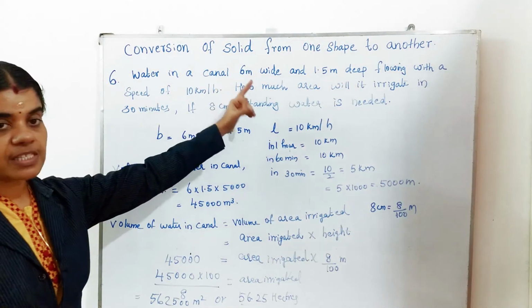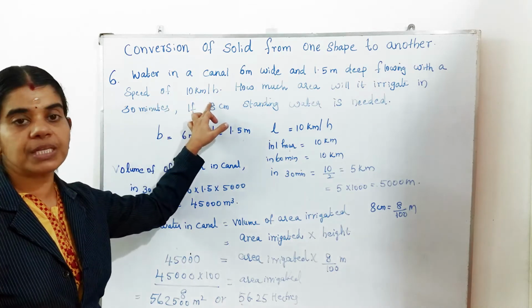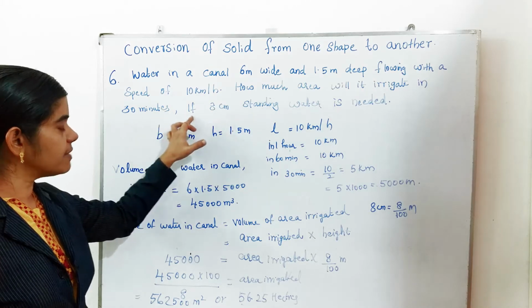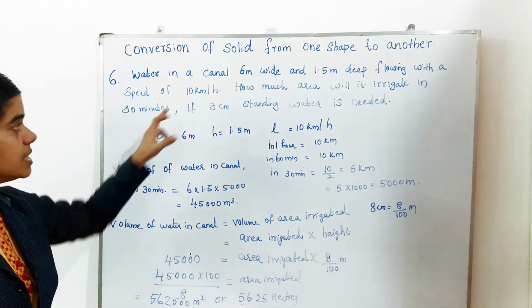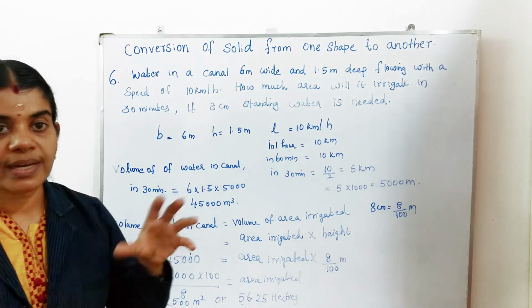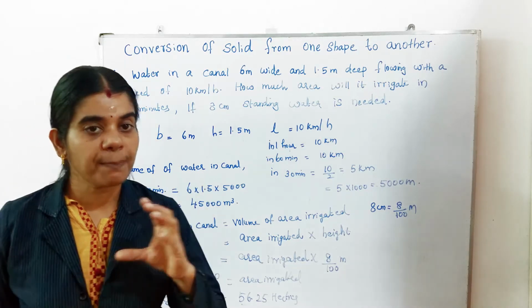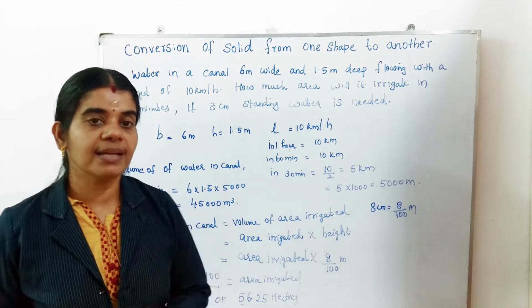Water in a canal 6 meter wide and 1.5 meter deep, flowing with a speed of 10 km per hour. How much area will it irrigate in 30 minutes if 8 cm standing water is needed? This is the question. Canal means that will be in the shape of a cuboid. Water flowing through a pipe, we will take as a cylindrical shape.